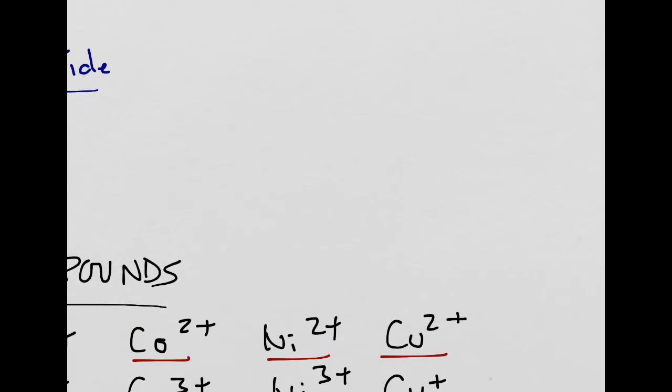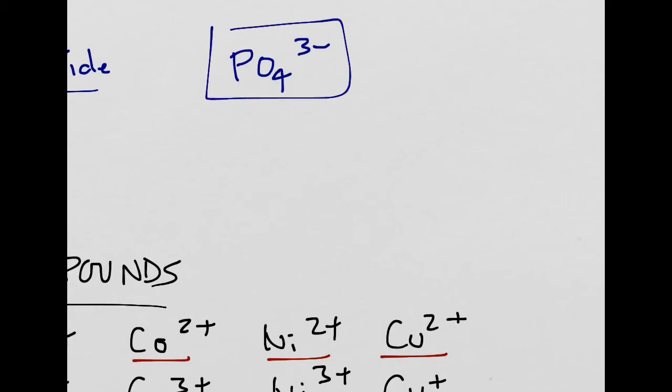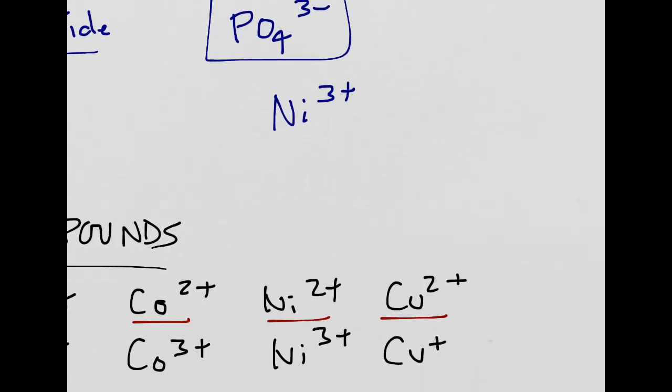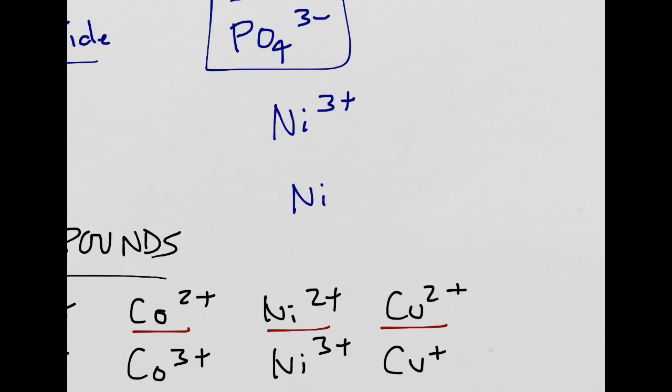All right. Now what happens if we introduce a polyatomic ion? Let's say I'm going to do the polyatomic ion phosphate. So we have PO4 3 minus as my polyatomic ion. And this time I'm going to take, let's say, nickel. If nickel has a 3 plus charge, this is going to be super easy because it's simply putting these two things together.